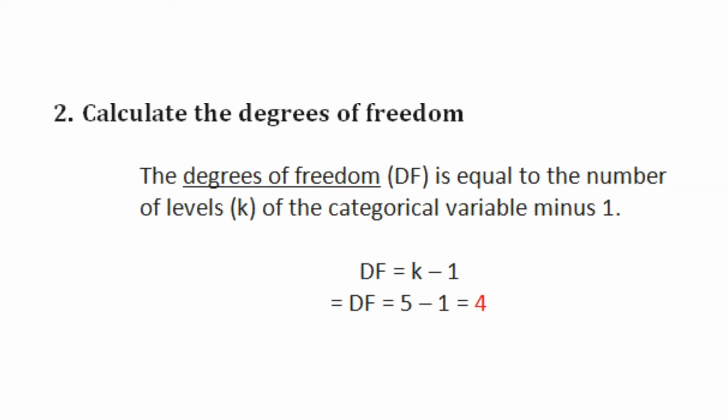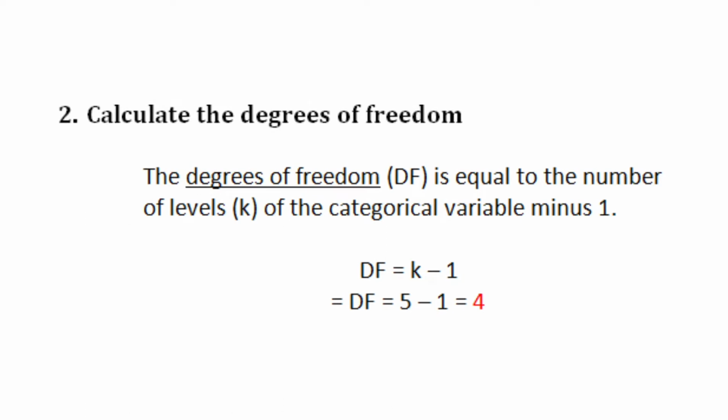Our second step is to calculate the degrees of freedom. Degrees of freedom is equal to the number of levels of the categorical variable minus 1. So our number of levels is 5. It pertains to the 5 different flavors of ice cream. So if we subtract it from 1, our degrees of freedom will be 4.